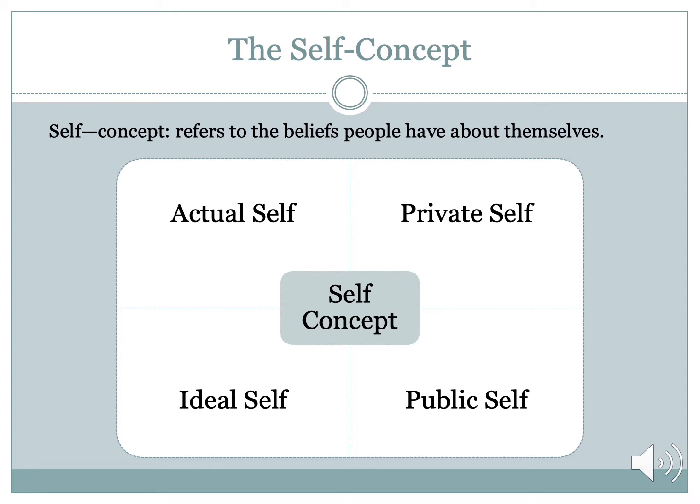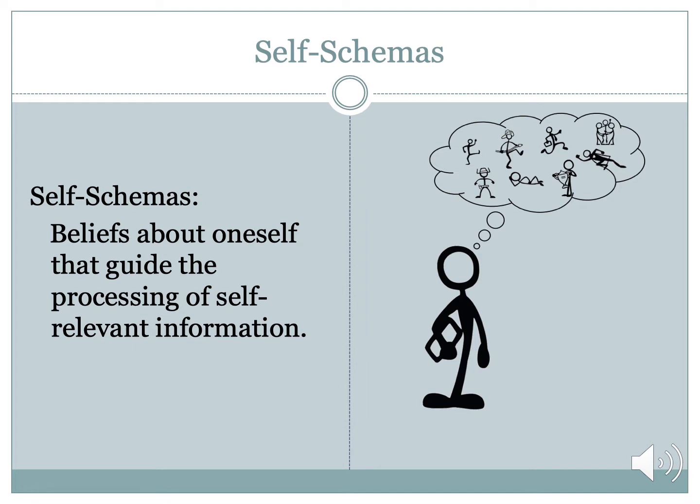The ideal self, which is the concept of who we'd like to be. The private self, or how I am or how I'd like to be to myself. And the social self, which is how I am viewed or would like to be viewed by others. Self-schemas are beliefs about oneself that guide the processing of self-relevant information. People learn about themselves by observing their own behavior and comparing themselves to others.